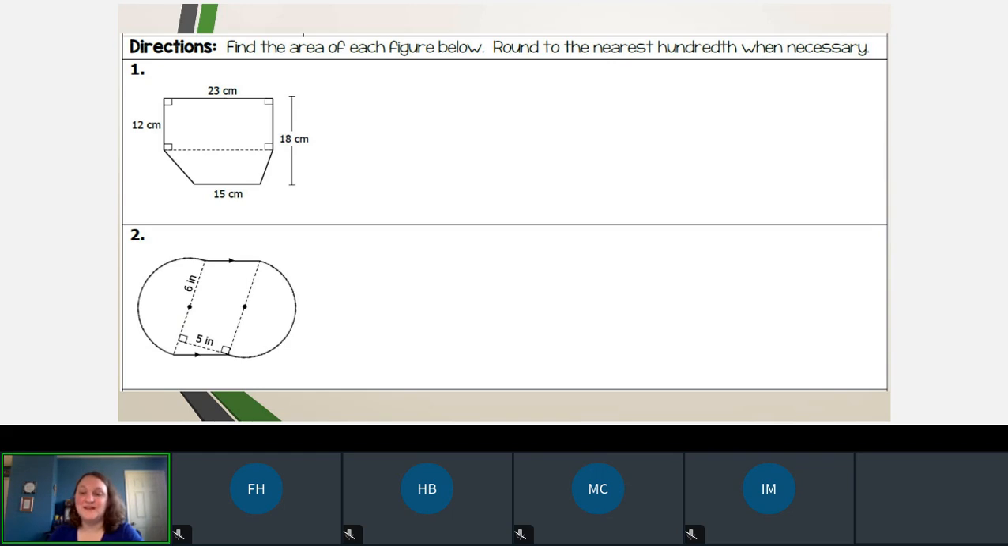So in number 1, we got this really funky looking shape, right? Monday's lesson was finding the area of regular polygons and breaking that up into triangles. So that's kind of like that, except we're going to see more than just triangles. Yeah, but good connection.